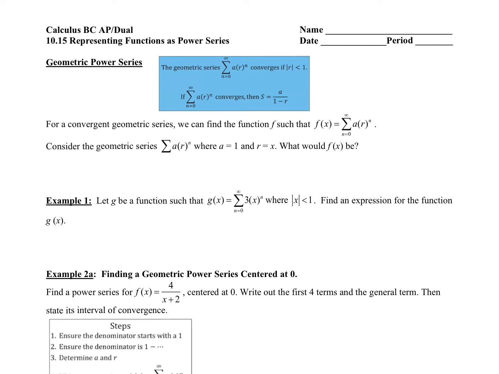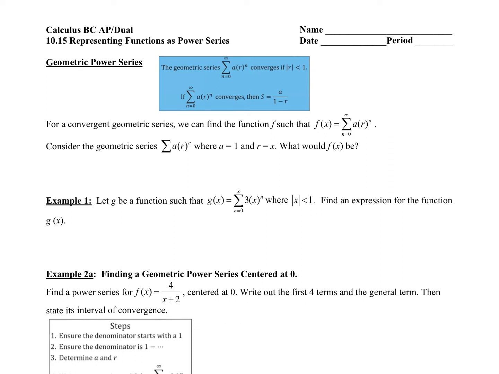We know a geometric series has a sum if it converges, right? So a geometric series converges if it has a sum. How do we find the sum of a geometric series? A over 1 minus r, as long as a is the first term, right? So if it starts at 0, a will be the first term, as long as you're thinking about a as the first term, okay?